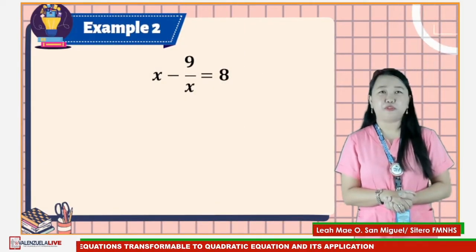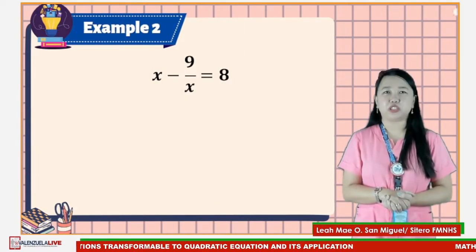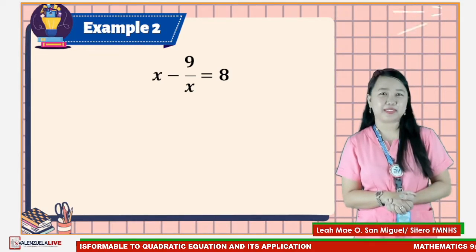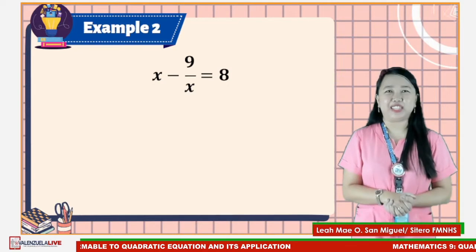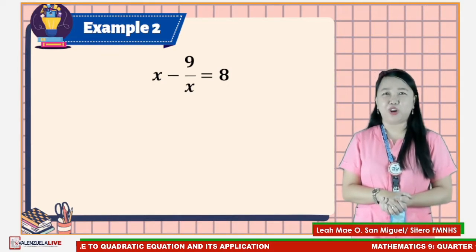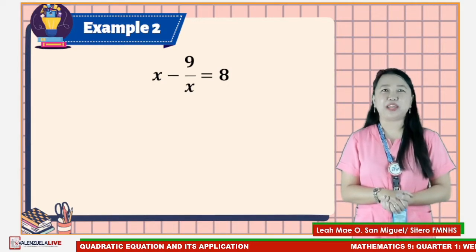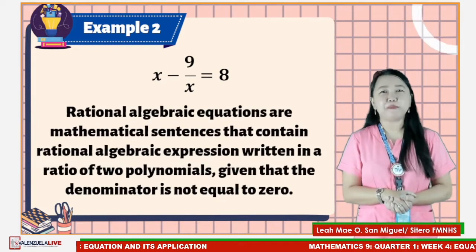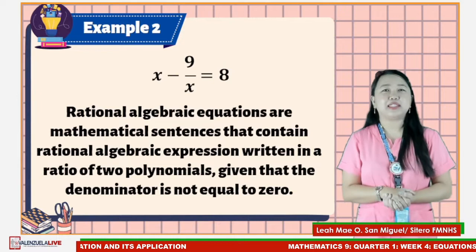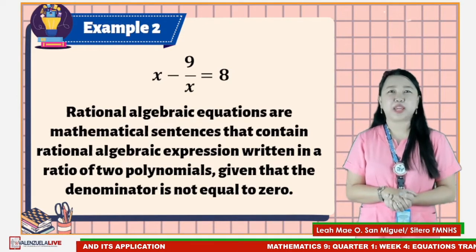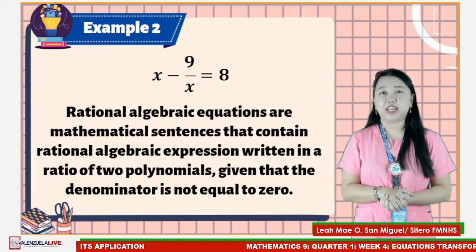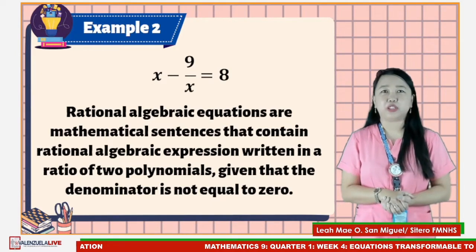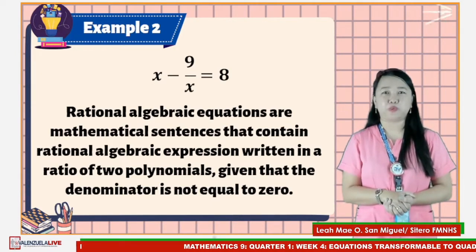What about if we are given this kind of equation? What type of equation is this? Very good. Such an equation is called a rational algebraic equation. Rational algebraic equations are mathematical sentences that contain rational algebraic expressions written in a ratio of two polynomials, given that the denominator is not equal to 0.